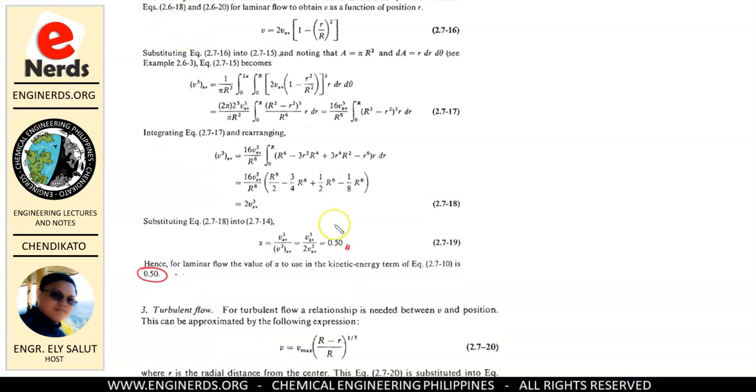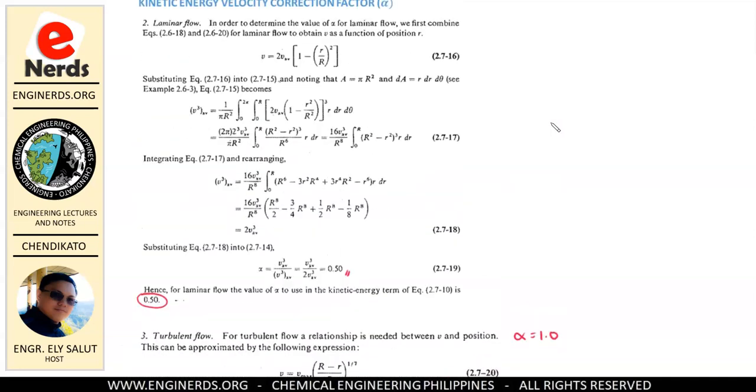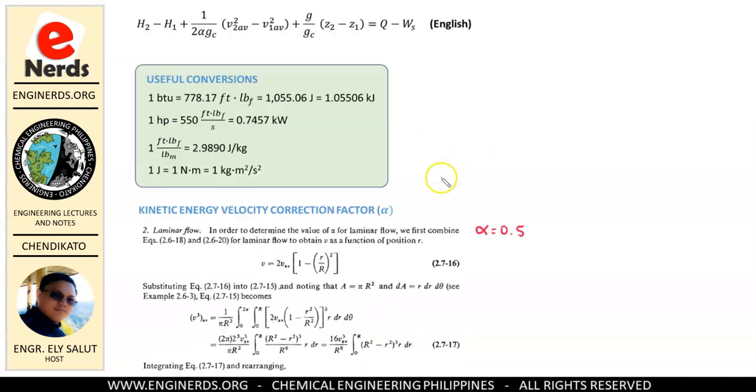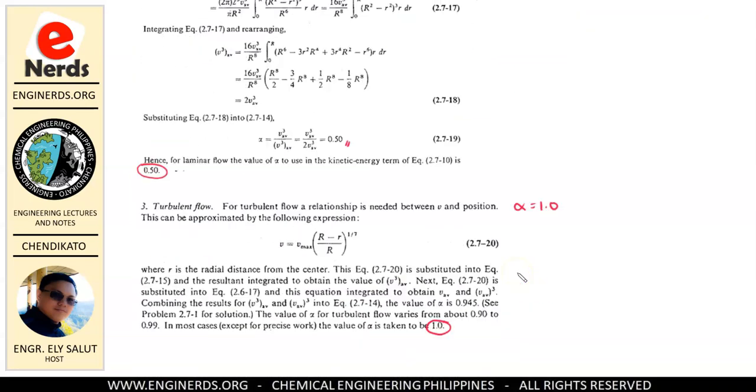So, how about if we have turbulent flow? So, in turbulent flow, in most cases, except for precise work, the value of alpha is taken to be 1.0. Okay? So, our alpha for turbulent flow is equal to 1.0, while our alpha for laminar flow is equal to 0.5. Okay? So, yan lang naman ang pagkakaiba niya, no? So, yan ang gagamitin natin dito sa ating kinetic energy.